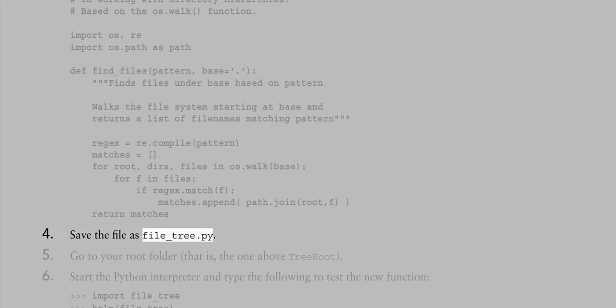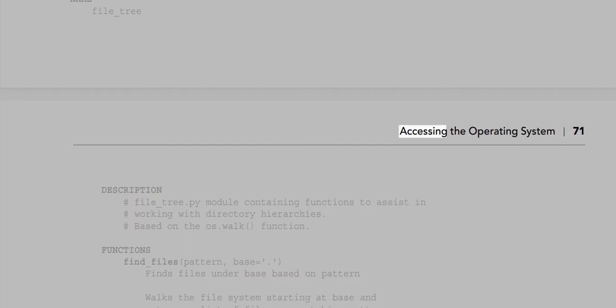4. Save the file as file_tree.py. 5. Go to your root folder, that is, the one above treeroot. 6. Start the Python interpreter and type the following to test the new function. import file_tree, help(file_tree). Help on module file_tree. Name: file_tree.